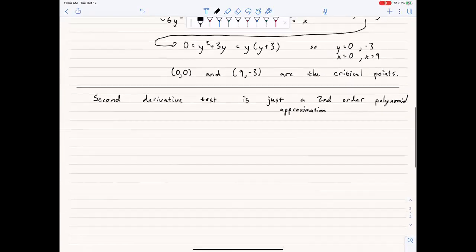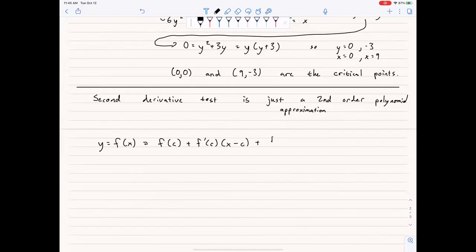So what I'm trying to say there is, you'll recall in one variable calc last year, you talked a little bit about Taylor series, hopefully at some point, right? And what Taylor series said is, okay, well, we could write down an equation for a tangent line of a function f at a point C, and we'll get this if we write y equals this. But why stop with a linear approximation?